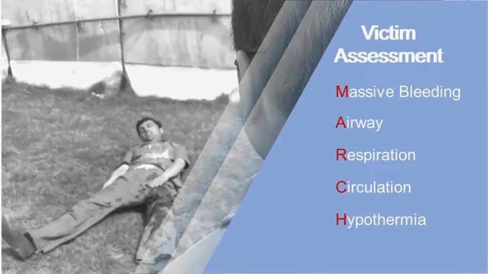C is for circulation. The victim is assessed for other types of bleeding that is not massive. And finally, H is for hypothermia. Have in mind that the body heat is lost when a victim loses blood. It is important to keep the victim warm.